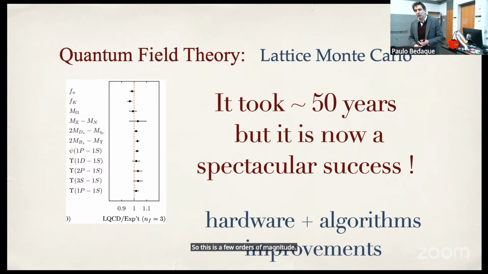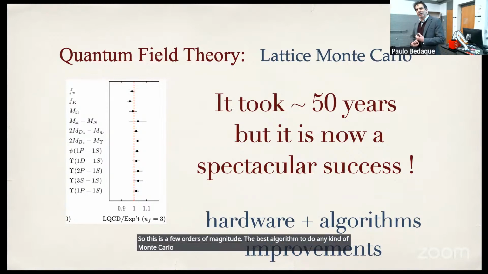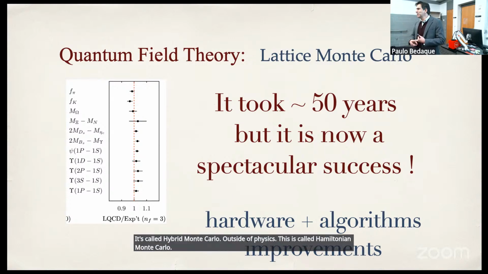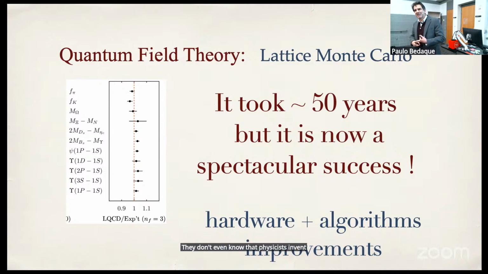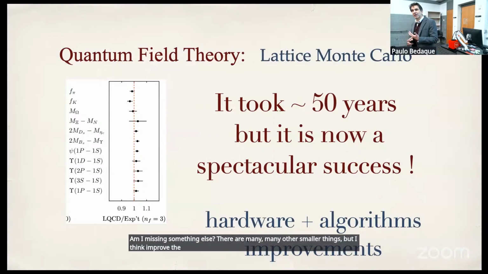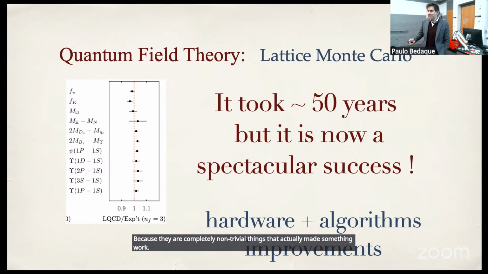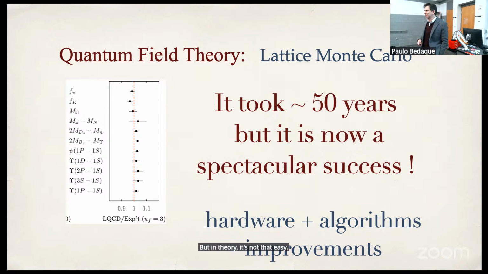The best algorithm to do any kind of Monte Carlo was invented by QCD people. It's called hybrid Monte Carlo. Outside of physics, this is called Hamiltonian Monte Carlo. They don't even know that physicists invented that. That's another big one. Am I missing something else? There are many, many other smaller things, but I think improved actions and hybrid Monte Carlo deserve a Nobel Prize, really, because they are completely non-trivial things that actually made something work. But in theory, it's not that easy. Okay, most things don't work.